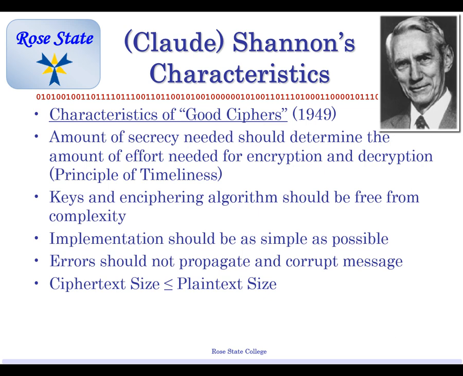It says keys in encrypting algorithms should be free from complexity. Now, the Vigenere Cipher we just looked at, trust me, was not complex. It might have looked it to some of you, but if you're a mathematician, it's not complex. When we get to DES, you're going to notice it's somewhat complex. When we get to AES, you might also think it's complex, but it's just a bunch of steps. It says implementation should be as simple as possible.